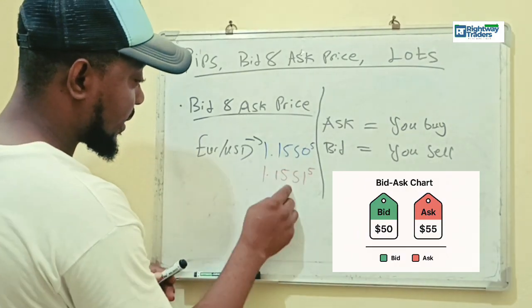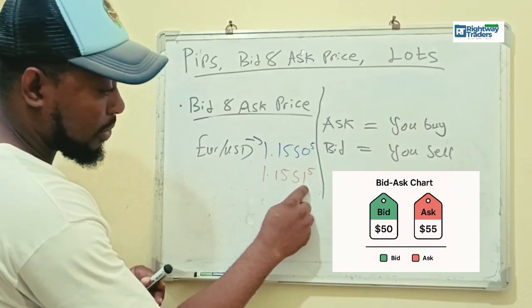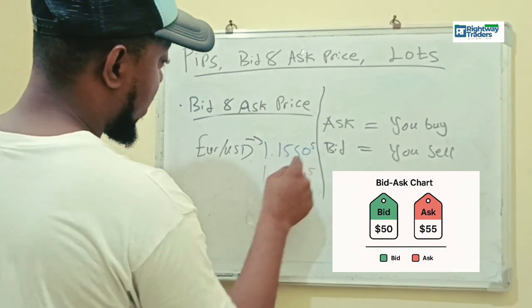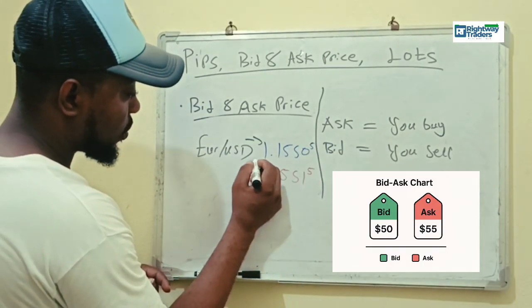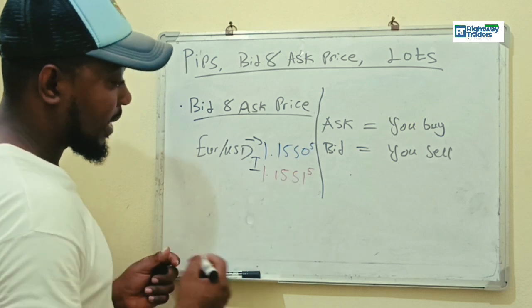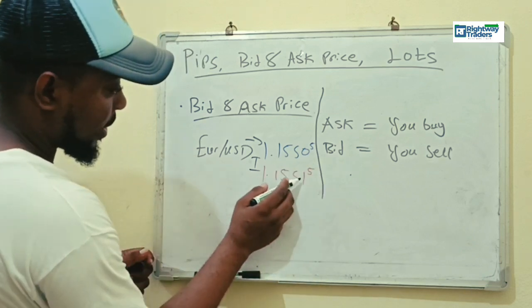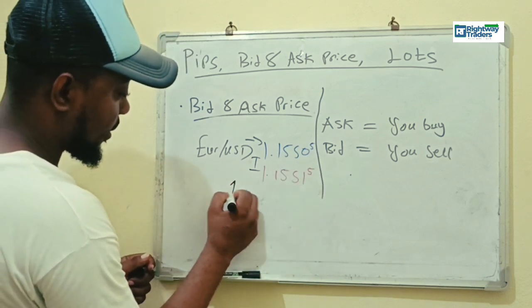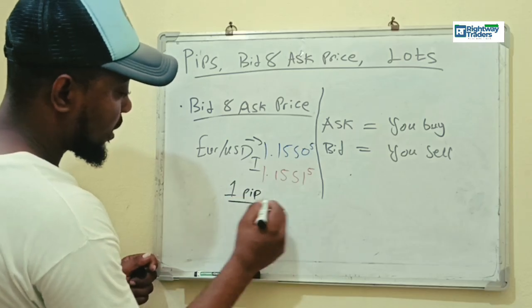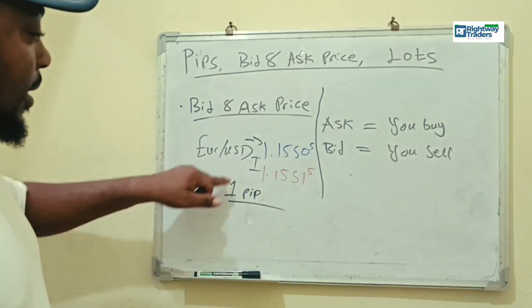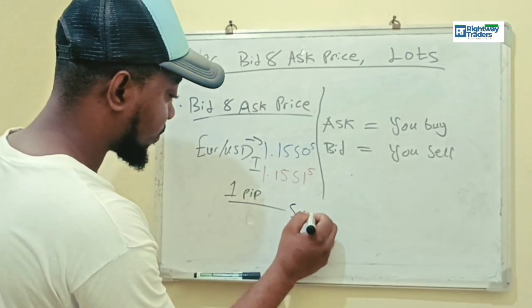In this case, this is the ask price because it's higher. Any number that is higher is the ask price. The lower one is the bid price. Now, the difference between these two prices in pips, if you look at it very well, is just one pip. Okay, one pip. This means that the spread of this trading account is one pip.